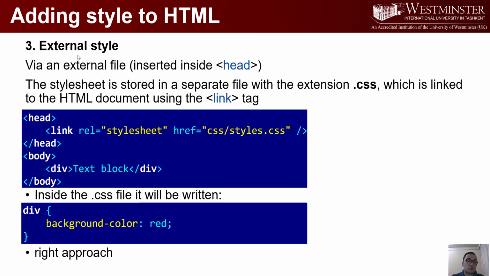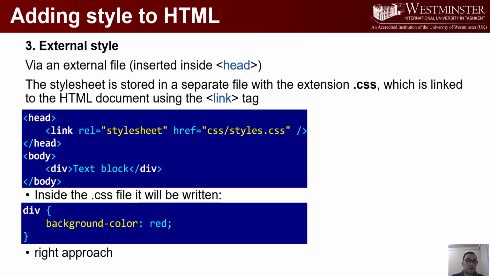The best approach is to have an external style via an external file inserted inside head. For example, you have two files. The first file is called home.html, the second file is called style.css. And that style.css is located inside the CSS folder separately. The style sheet is stored in a separate file with the extension .css, which is linked to the HTML document using the link tag. That separate CSS file can be linked, as you can see here, inside the head tag.